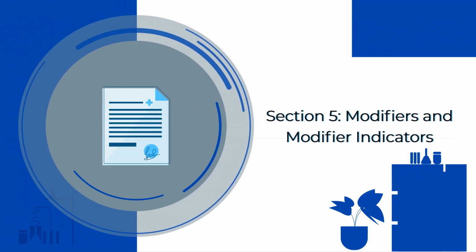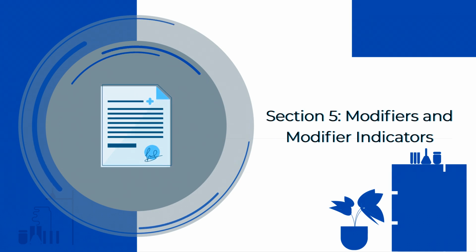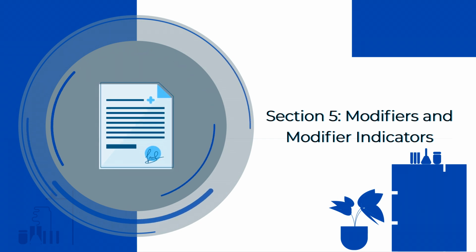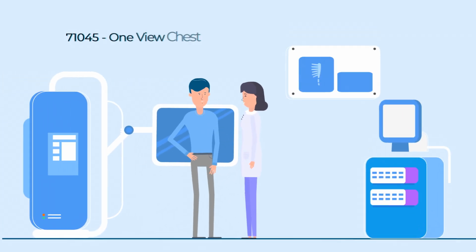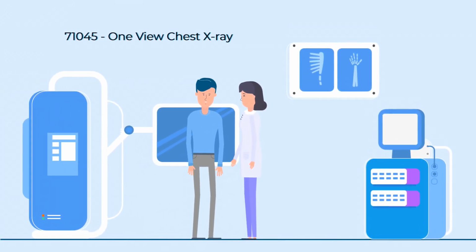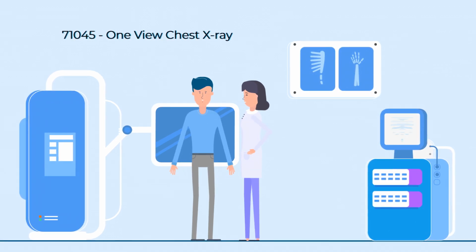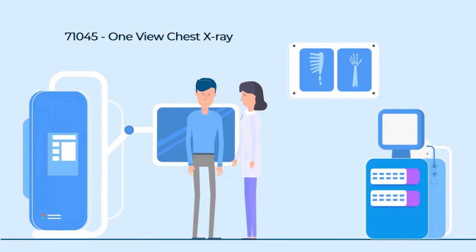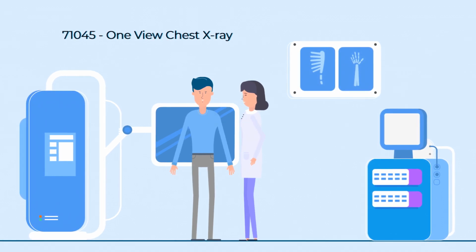Section 5. Modifiers and modifier indicators. Modifiers are 2-character codes added to CPT or HCPCS codes to provide more detail, like when a service is only partially done or when it's performed by more than one provider. Let's look at a real-world example from radiology: a single-view chest X-ray, coded as 71045. Scenario: a patient arrives at the hospital emergency room with shortness of breath. The attending physician orders a single-view chest X-ray. The hospital's radiology department performs the exam, and a radiologist interprets the results.